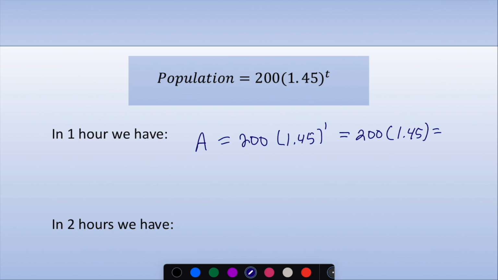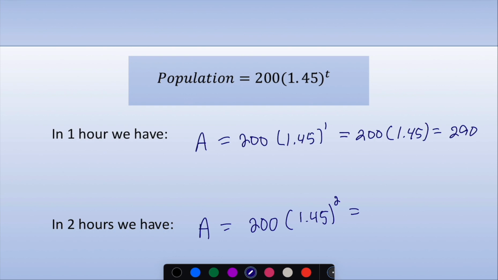200 times 1.45 is 290. So they didn't say if it was bacteria, if it was people, it was whatever. But we looked at the population initially, it was 200. After an hour, it's up to 290. What about 2 hours? So that would be 200 times 1.45 to the second.